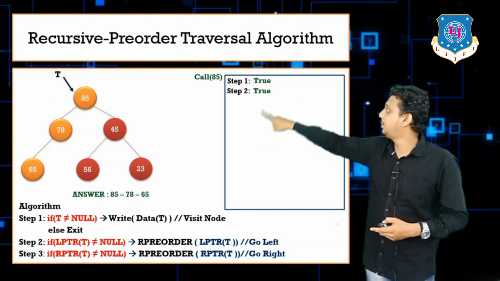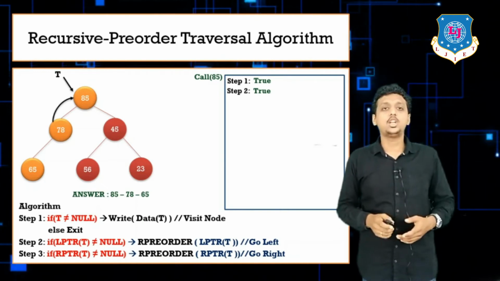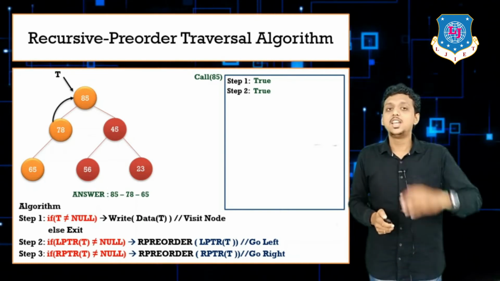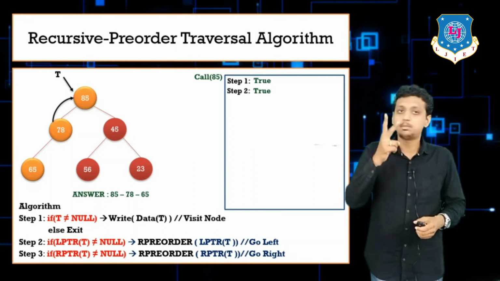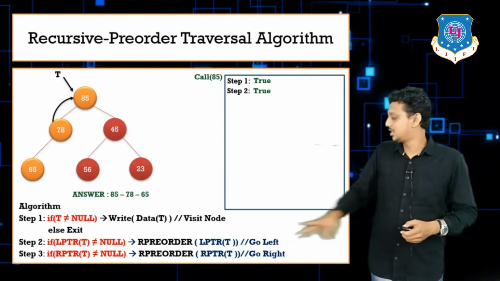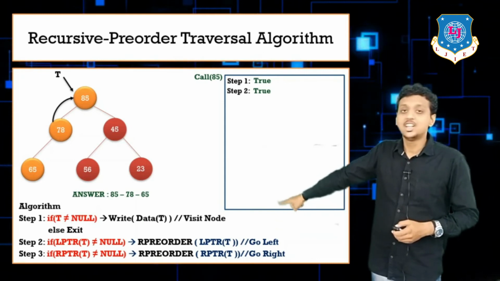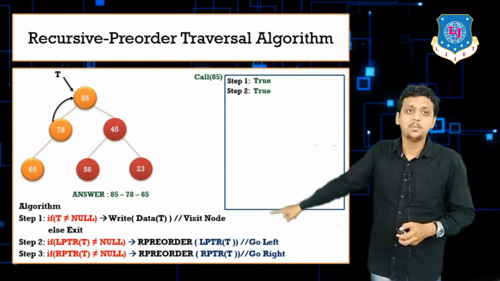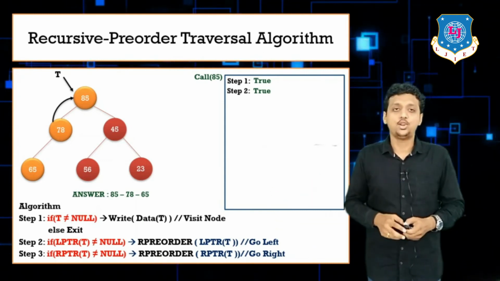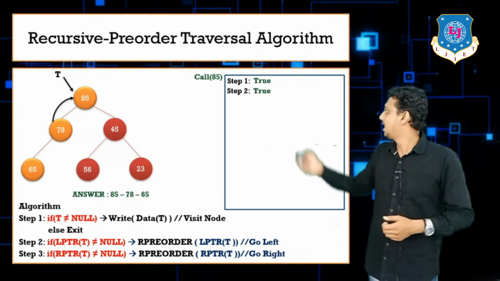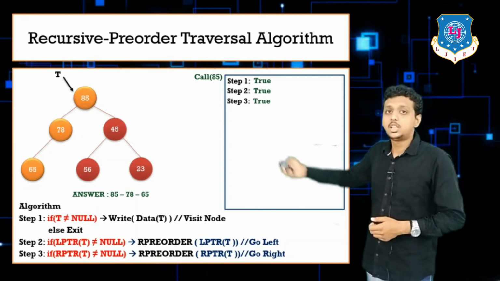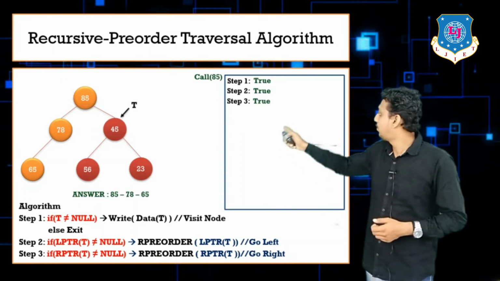Here t pointer gets back to 85, and function calling control gets back to 85. Here we have completed only 2 steps, step number 1 and step number 2. Now let's move towards step number 3. It is written over there: check right pointer of t. Does the right pointer of t exist? Yes, we have 45 with us. So now t is going to call for 45.